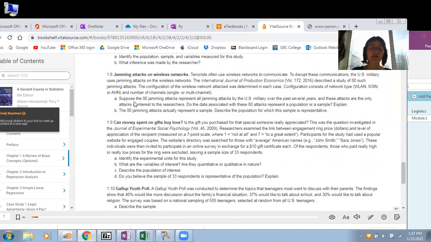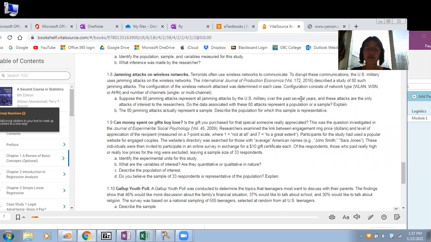A. Suppose the 80 jamming attacks represent all jamming attacks by the U.S. military over the past several years, and these attacks are the only attacks of interest to the researchers. Do the data associated with these 80 attacks represent a population or a sample? Okay, population or a sample.